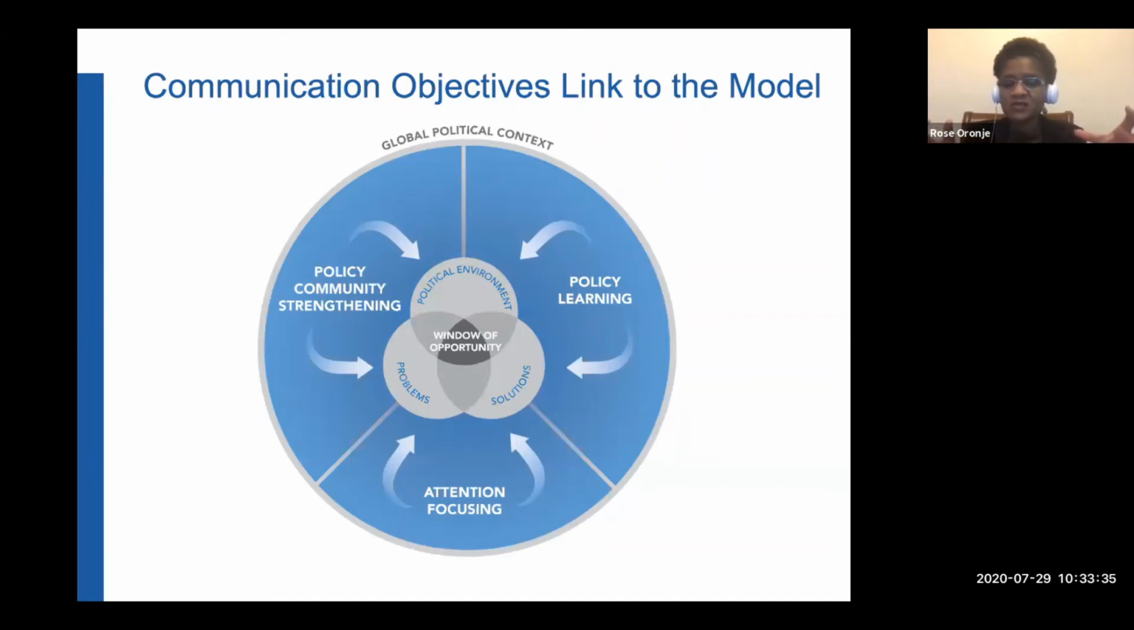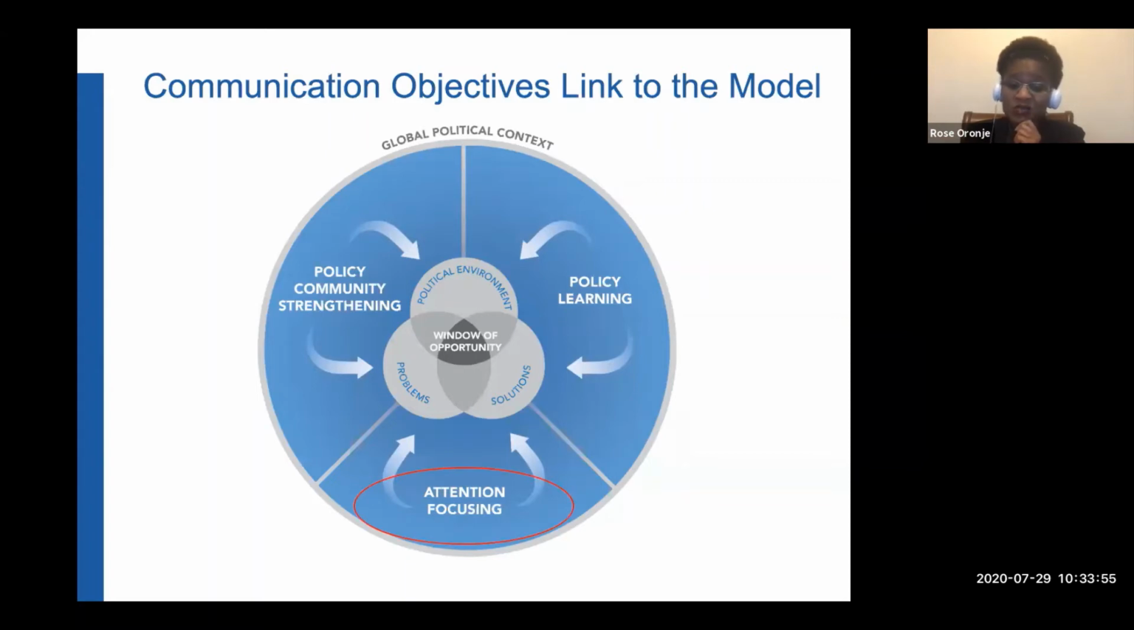Now, communications experts have gone further to say, as opposed to us just sitting here and waiting for those three things to merge, what are the things we can do to bring those three circles together in order to create a window of opportunity for change? And so experts have come up with three things.